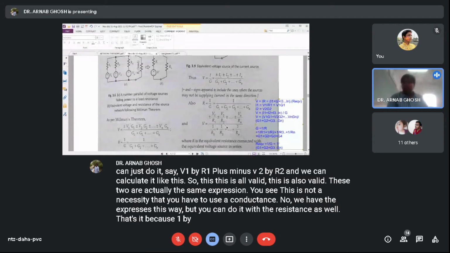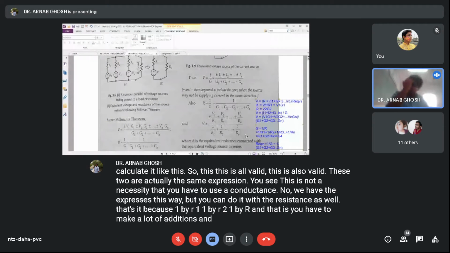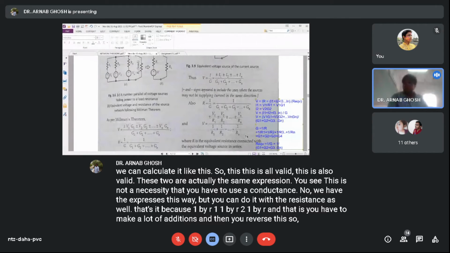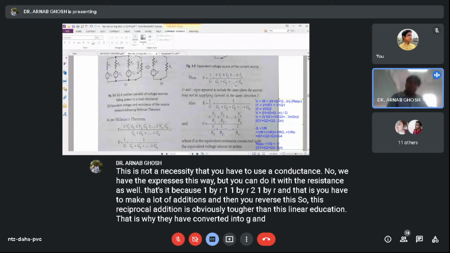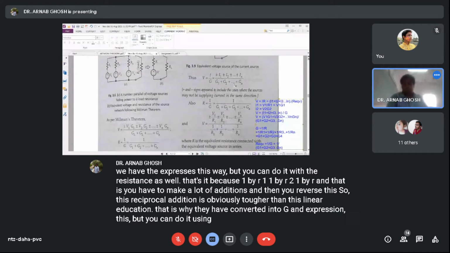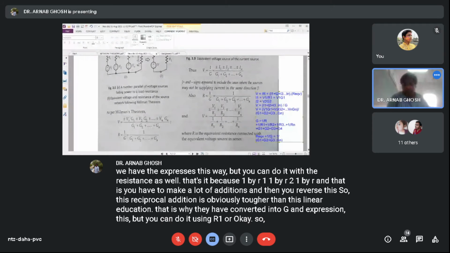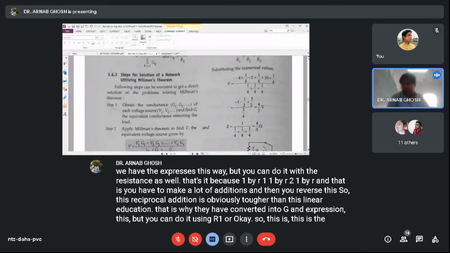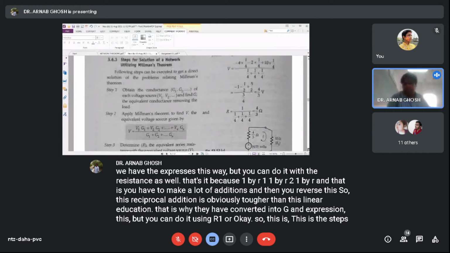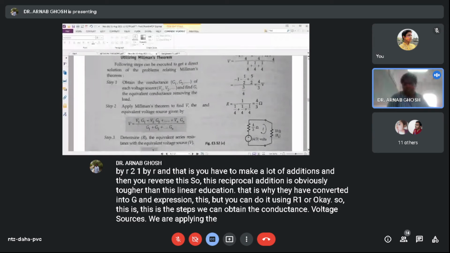1 by R1, 1 by R2, 1 by Rn. That is, you have to make a lot of additions and then you have to reverse this. So this reciprocal addition is this linear addition. That is why they have converted into G and expressed it this way. But you can do it using R1, R2, R3 as well. These are the steps we can obtain for voltage sources. We are applying Millman's theorem and we can get it.